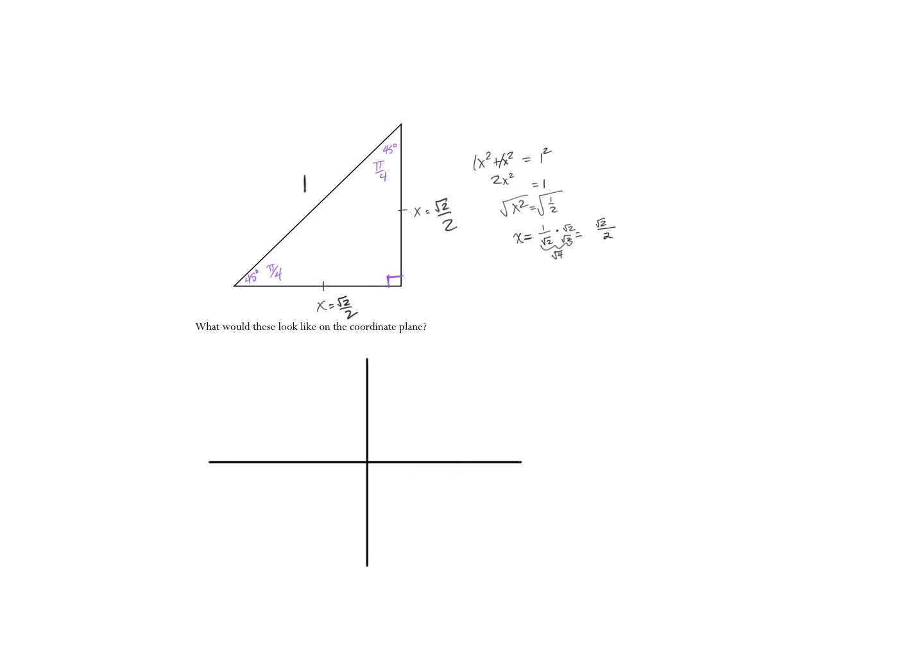So, if I draw that angle into the first quadrant, then this is 45 degrees. What's that coordinate? That's it. Is that the same for every single one except for the negatives?